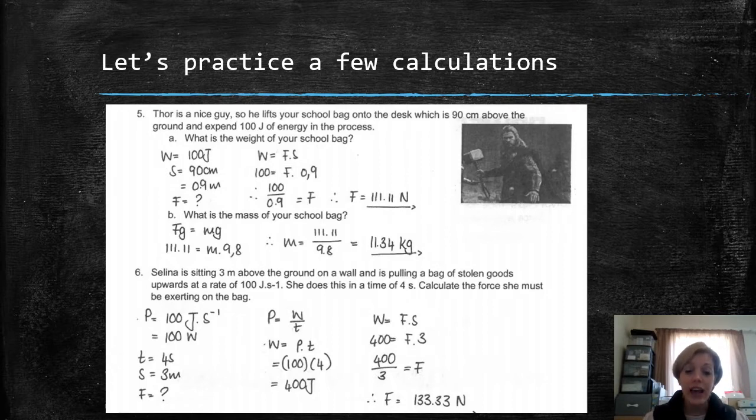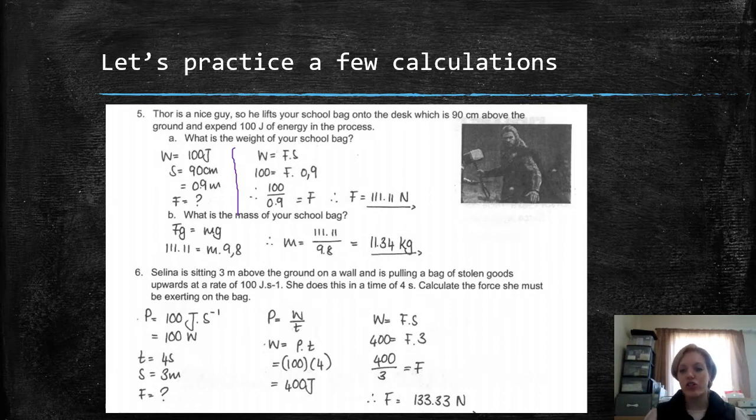Okay. So yeah, in A they want to know what is the weight of your school bag, because Thor is lifting up your school bag. So let's see what exactly do I have here. If it's the weight, it's going to be Fg equals mg, so you have to manipulate that formula. And how am I going to break that down? I've got work, I have got distance, I don't have force. So you manipulate the formula and you are going to divide the work by your distance. Divide the work by distance. Therefore, the force is going to be 111.11 newtons. There we go. There's your answer.